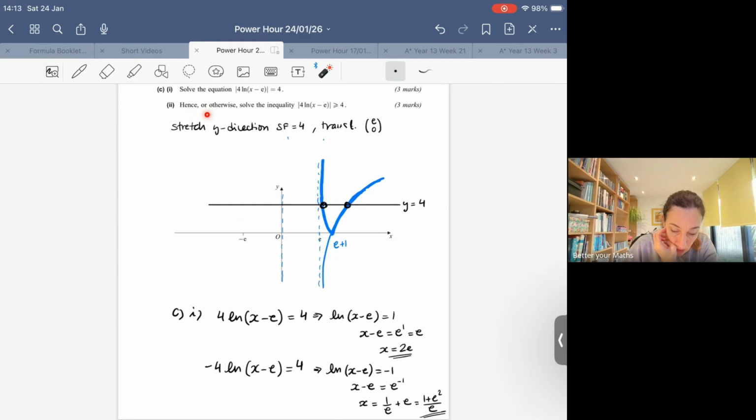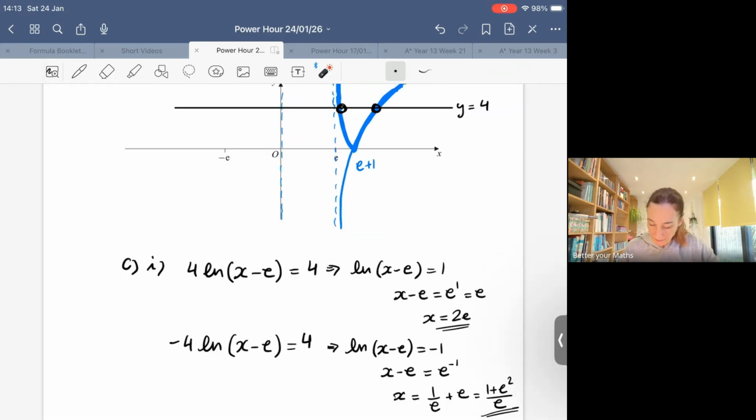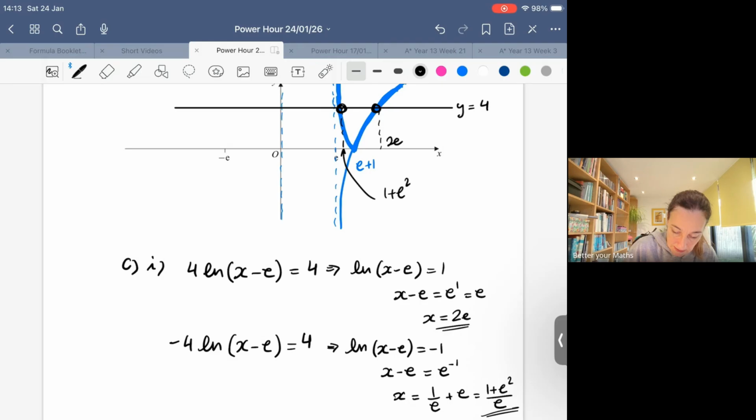Then, hence or otherwise, solve the inequality. This is where the graph is going to help us, because we have found these 2 points. I don't know which one is greater between this one and this one. So let me check. 1 plus e squared divided by e is 3 point something, and this one is going to be 6 point something. So this one is the one here. This is 2e, and this point here is 1 plus e squared divided by e.